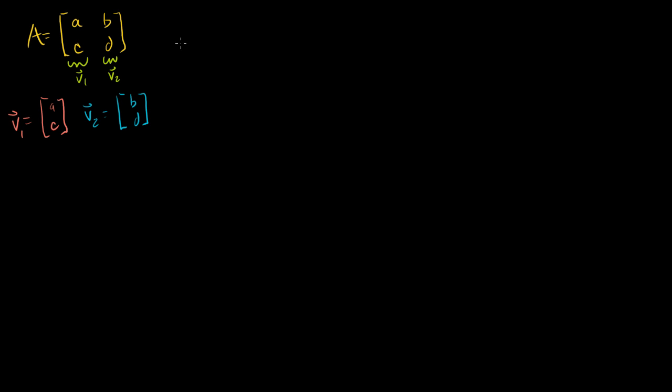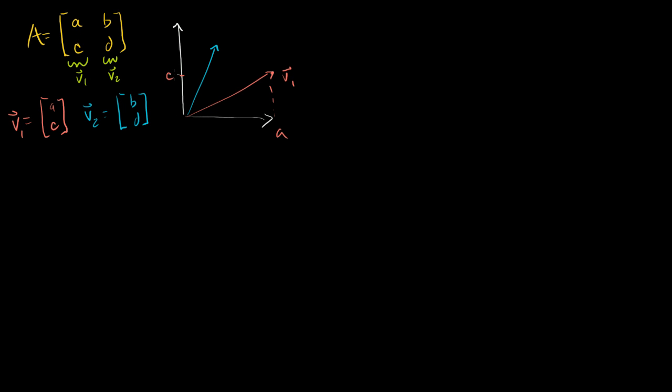So let me draw my axes. That's my vertical axis. That's my horizontal axis. And maybe V1 looks something like this. V1 might look something like that. So that is V1. Its horizontal component will be A. Its vertical coordinate, if you view this as maybe a position vector, or where you're going to, how we're drawing it, is C.